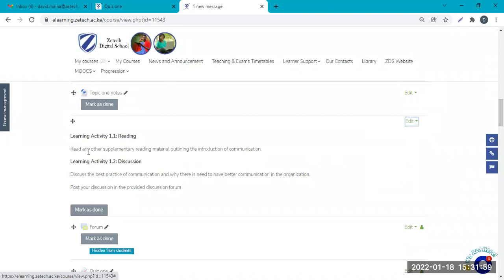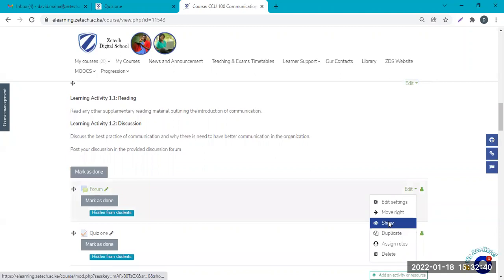Number one, read any other supplementary reading material outlining the introduction of communication. Then activity number two, you are told to discuss the best practice of communication and why there is need to have better communication in the organization. Then you're told, post your discussion in the provided discussion forum. So the forum is here.